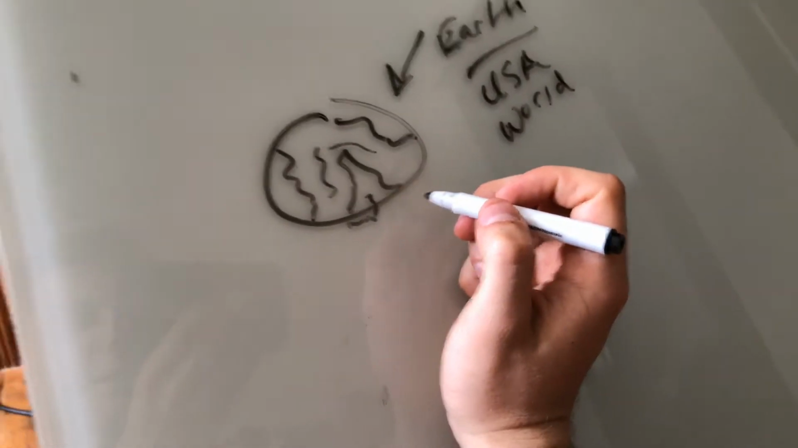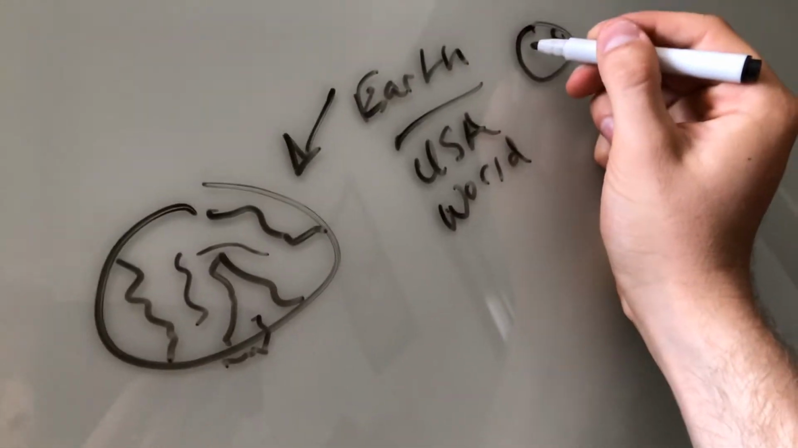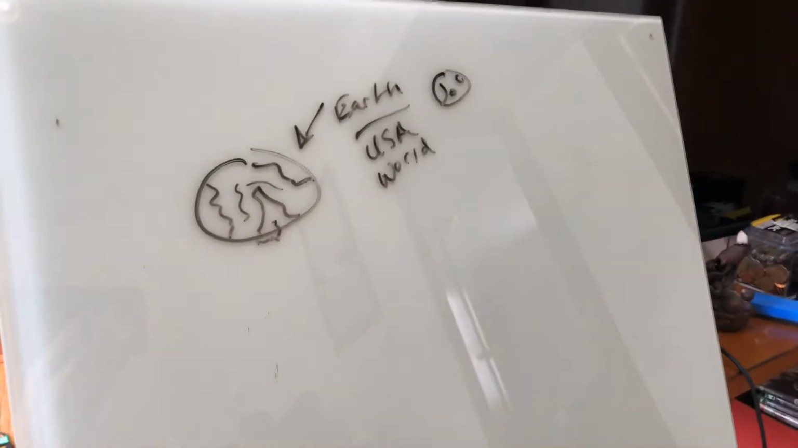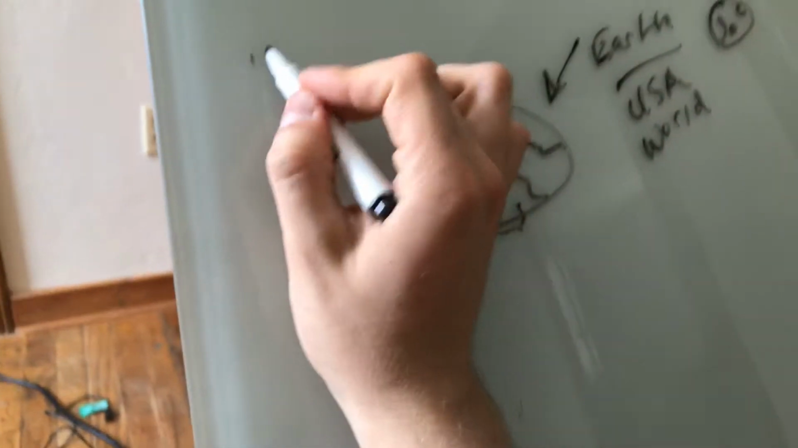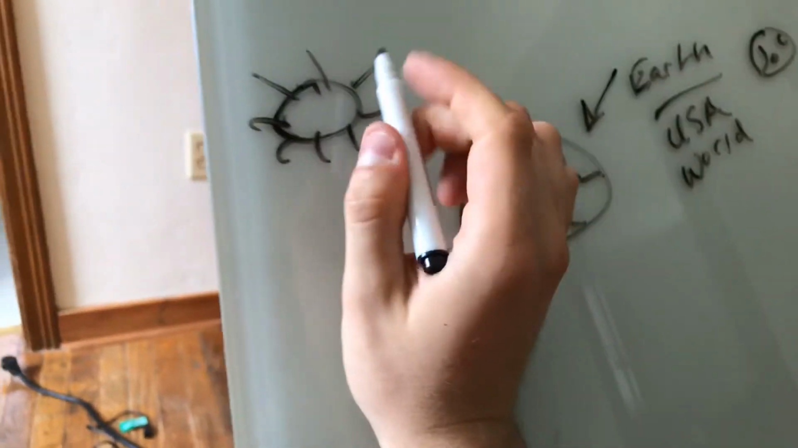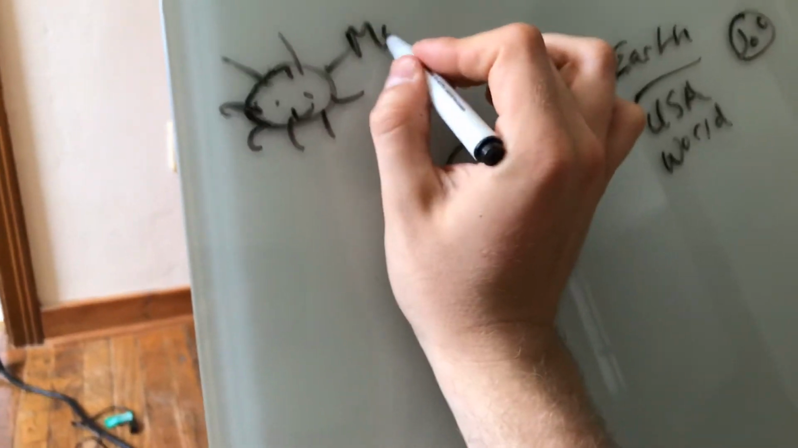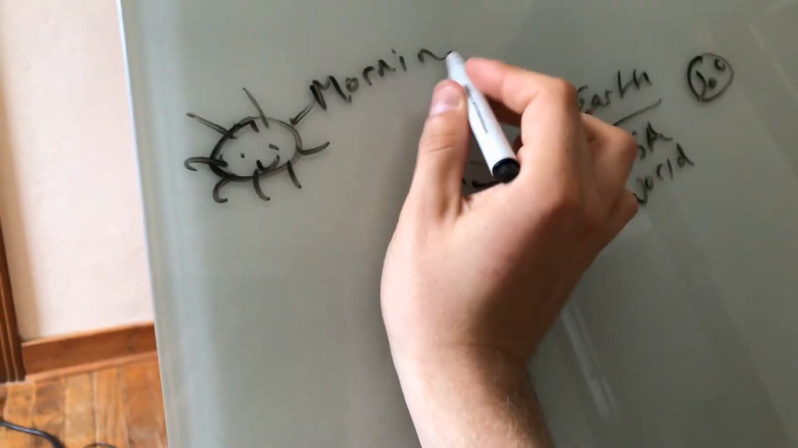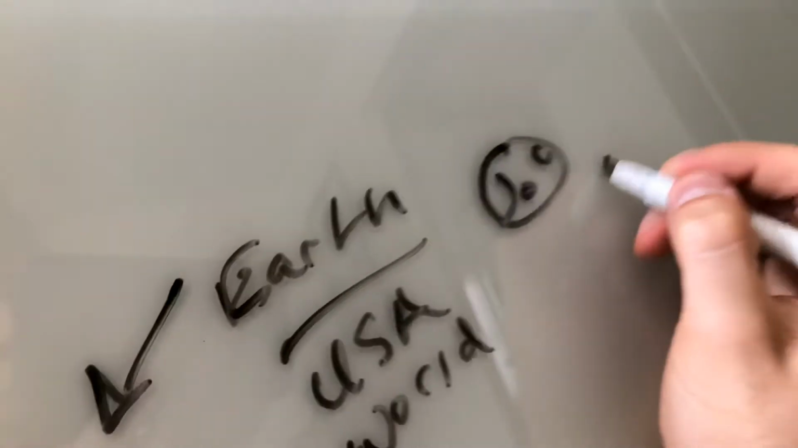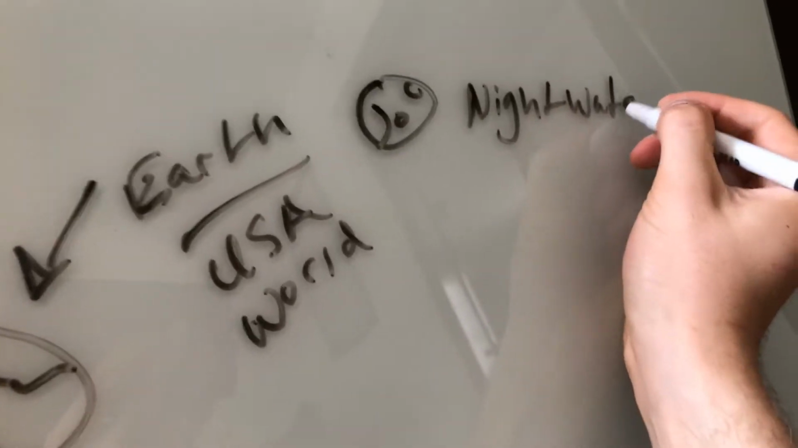Earth has the second planet, which is the moon. The moon follows the Earth and looks at it at night. The sun does the same thing and is the third planet, and it does that in the morning. So we have morning watch and night watch. It's very simple.